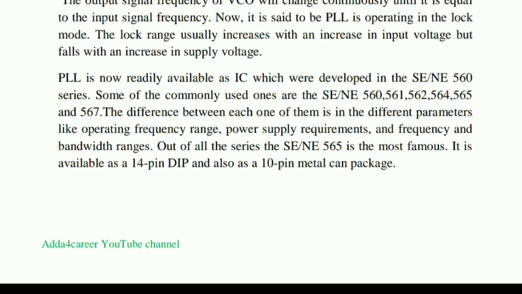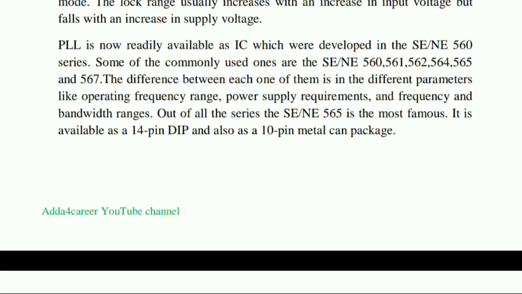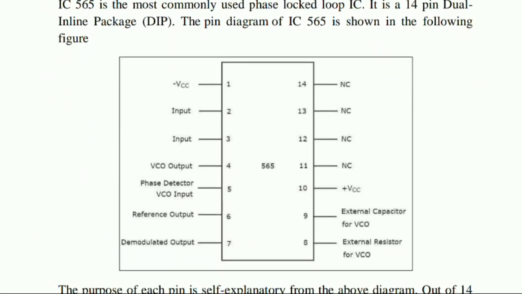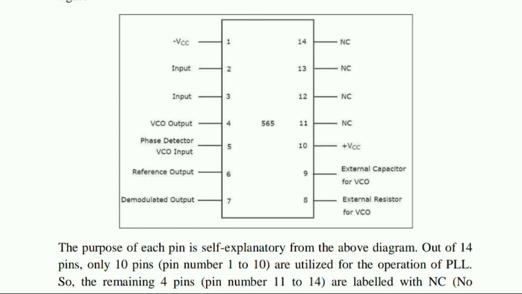Okay, so this PLL is available as 560, 561, 562, 565 and 566. Here we are going to see the 565. This is our 565 pin diagram. These 4 pins are not connected. Every IC needs ground and VCC, so here pin 1 is minus VCC and pin 10 is plus VCC.